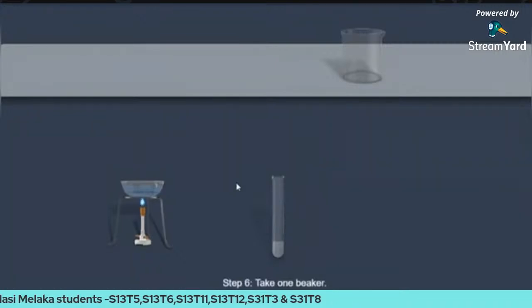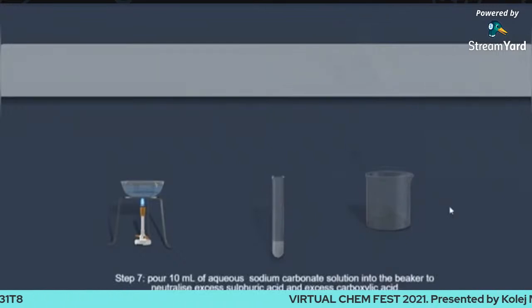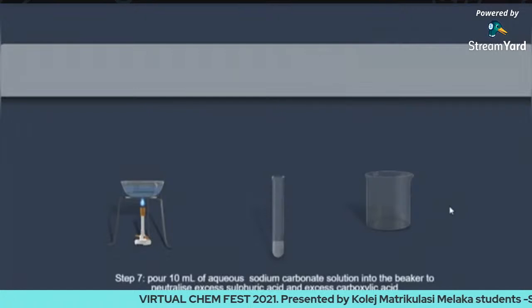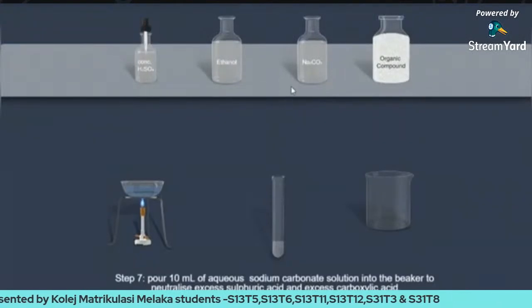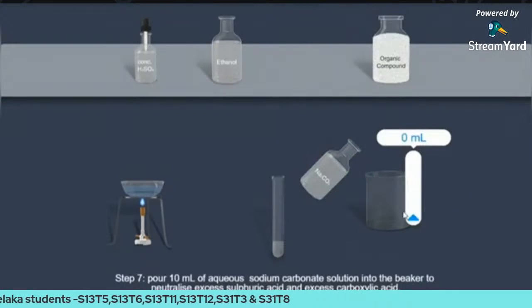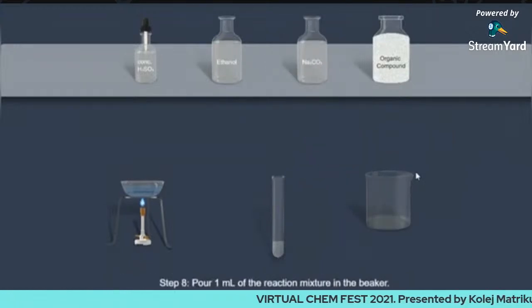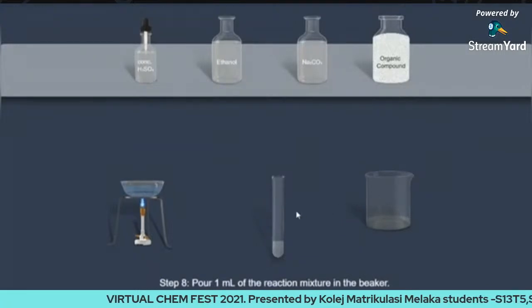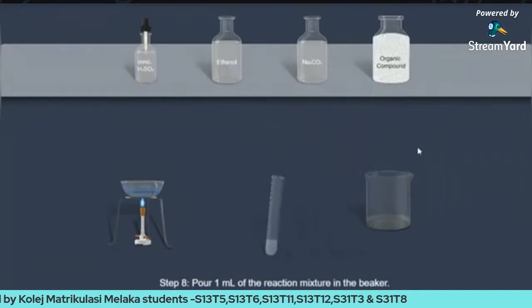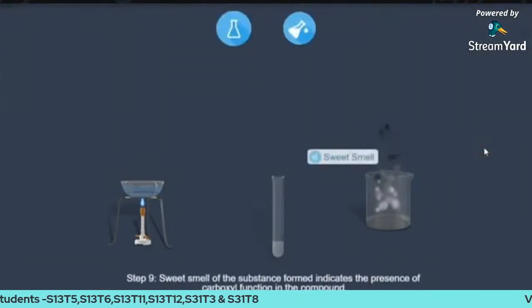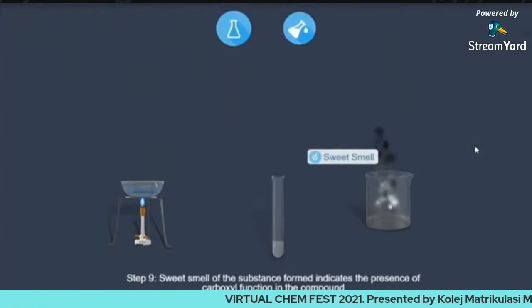Step 6. Take 1 beaker. Step 7. Pour 10 ml of aqueous sodium carbonate solution into the beaker to neutralize excess sulfuric acid and excess carboxylic acid. Step 8. Pour 1 ml of the reaction mixture in the beaker. Step 9. Sweet smell of the substance formed indicates the presence of carboxyl function in the compound.